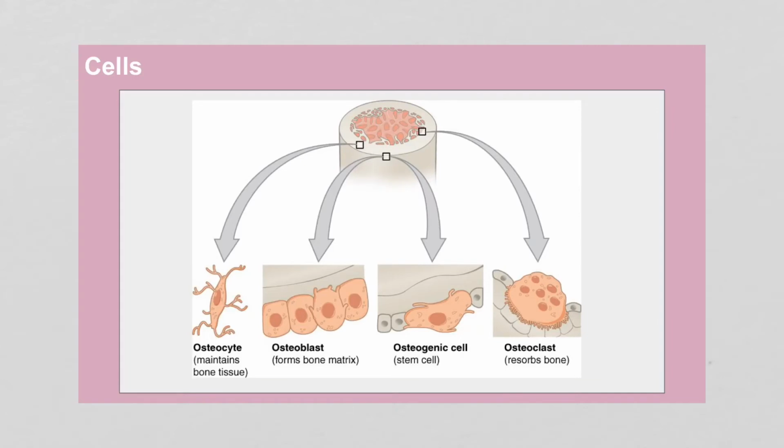The last type of cell isn't actually pictured here. They're called bone lining cells, and they're just flat cells that are found on the surfaces of bone. It's believed that they help maintain the matrix of bone along with the osteocytes, and they are found on the outside where the periosteum is, so those are called periosteal cells, and they're also found on the inside where the endosteum is, and so those are called endosteal cells.